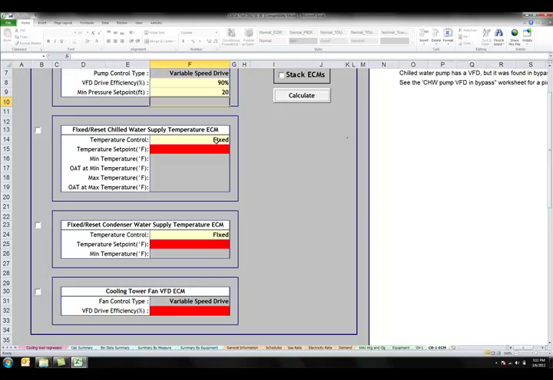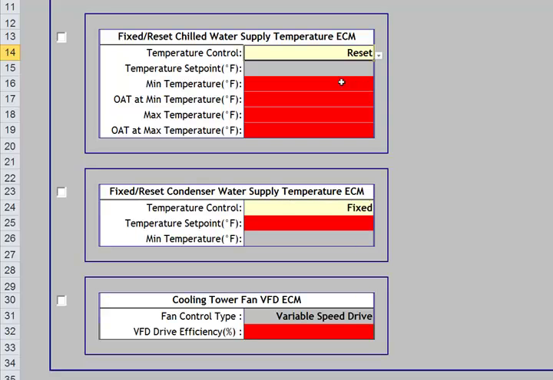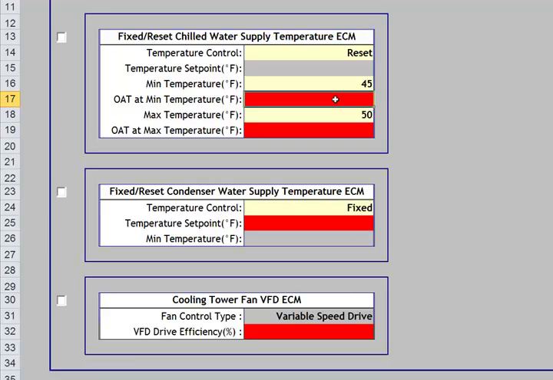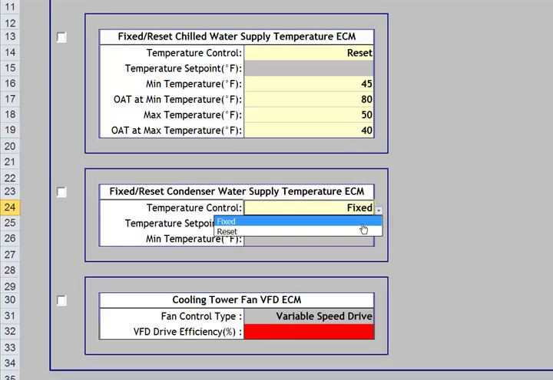We will add a chilled water supply temperature reset strategy. So we'll click on reset here, resetting the temperature between 45 degrees and 50 degrees based on outside air temperature. So let's enter in those outside air temperatures, how we estimate the system is going to operate. We'll also add a condenser water supply temperature reset based on outside air wet bulb down to a minimum temperature of 75 degrees.